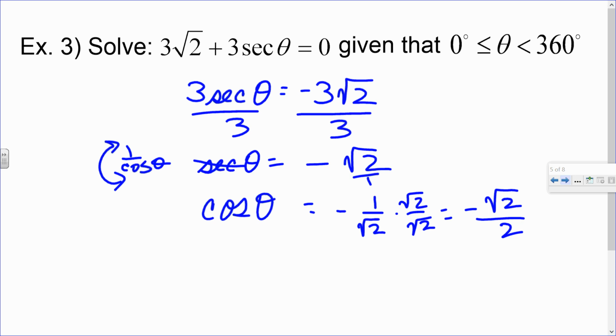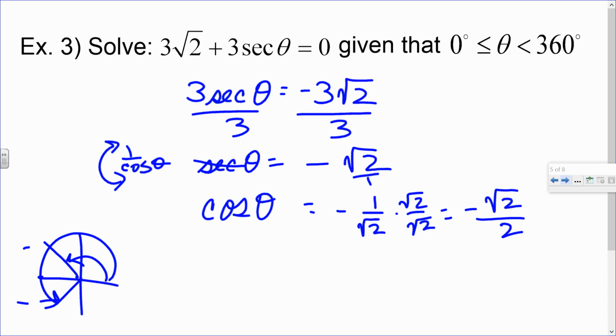So where's cosine negative again, Ava? Cosine's the x coordinate, so second and third quadrants. So we're in these two quadrants. And what is the reference angle when it is negative root 2 over 2, Jack? So we're at the 45-degree spots in those two quadrants. So if we are at the 45-degree spots in those two quadrants, how many degrees do I need for each of those? Grace?